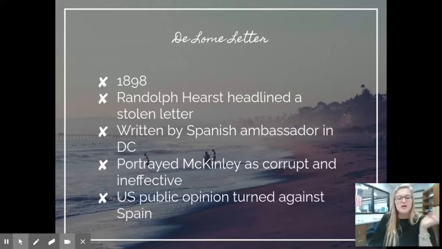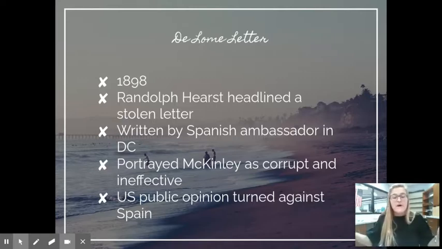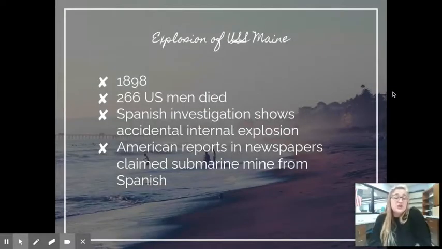And this is printed in the newspaper. And U.S. public opinion is just like, screw Spain. They're horrible. They're doing bad things in Cuba. I read about it in the newspaper. And there's an uproar that forced the Ambassador de Lôme to resign before the U.S. said, get out of here. He resigned and got out. He knew public opinion had turned against Spain.